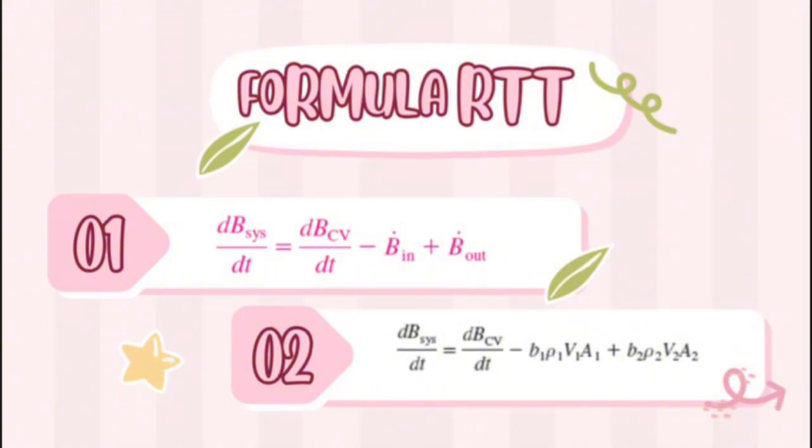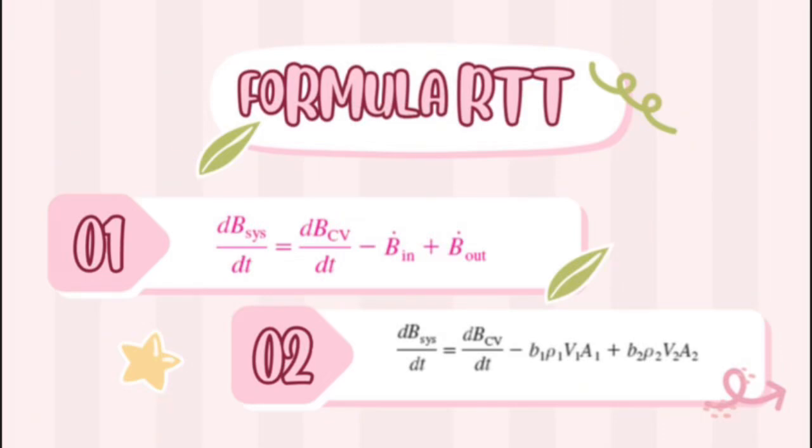What happens when delta t goes to 0? When delta t is 0, we calculate the rate of change of B as dB_sys over dt. Breaking dB_sys over dt into two parts. First, change inside the control volume, CV. The formula is dB_CV over dt. Second, flow in and out through boundaries. The formula is B dot in plus B dot out. The final formula we get: dB_sys over dt equals dB_CV over dt minus B dot in plus B dot out.